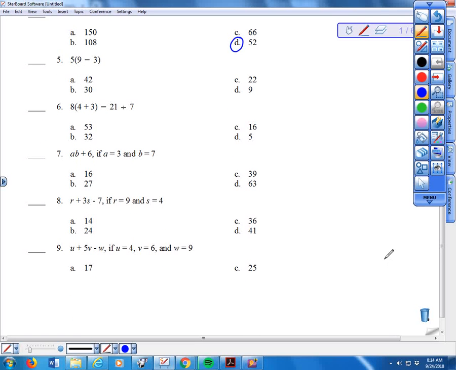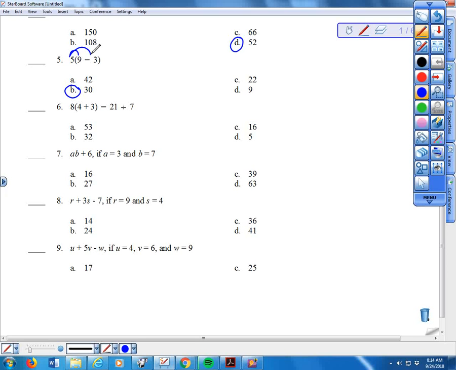All right, 2 ways to do this. We could distribute, or we could follow the order of operations. Since we can simplify the parentheses, what do the parentheses simplify to? 9 minus 3. 6. And then what do I do with the 5? Multiply it by 5. Okay, so 5 times 6? 30.